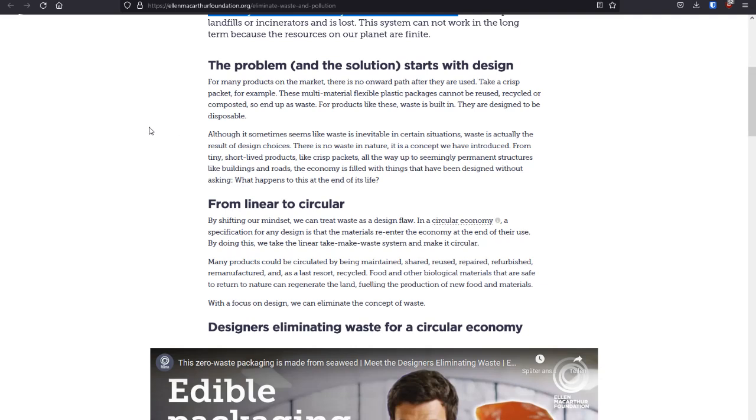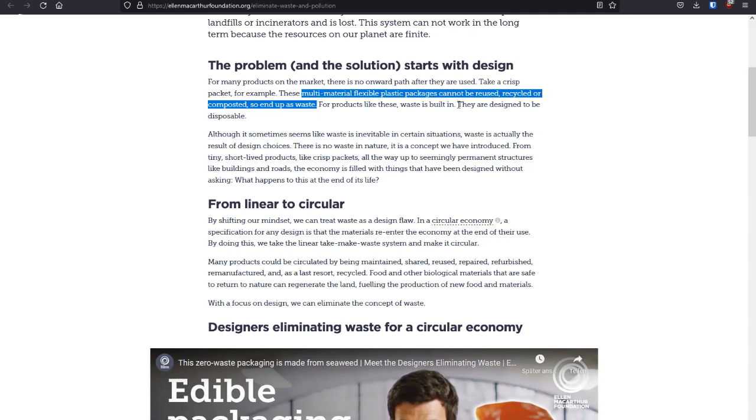For many products on the market, there is no onward path after their useful life. For example, packaging, where it is stated by the Ellen MacArthur Foundation, for example, multi-material flexible packaging. So they cannot be reused, recycled, or composted, so they end up as waste. Why is that the case? Multi-material flexible plastic packages. Okay, that's actually a really complex term, but here it is meant that there are a lot of different types of plastics prevalent in one product. In the food industry, for example, there are a lot of different plastic types in one packaging. And of course, in the recycling process, this is really hard to recycle. Through the reduction of material complexity, recycling would actually be way easier.